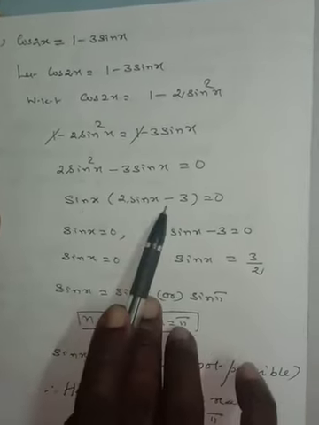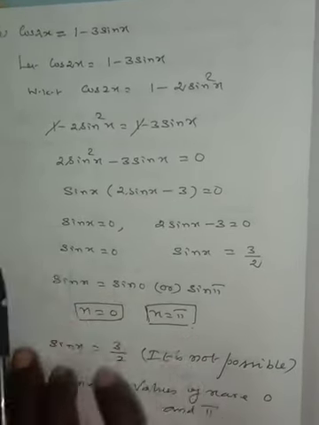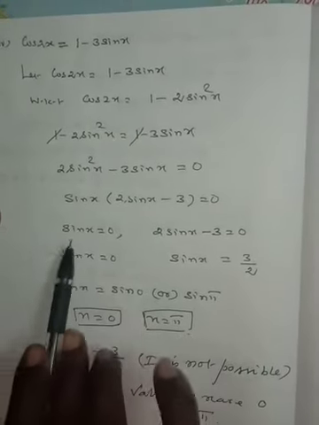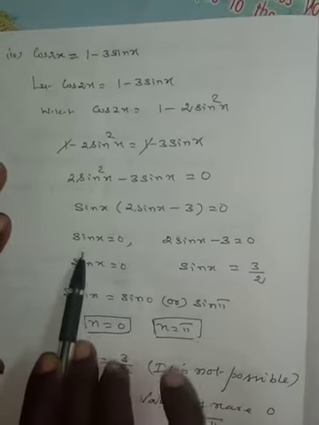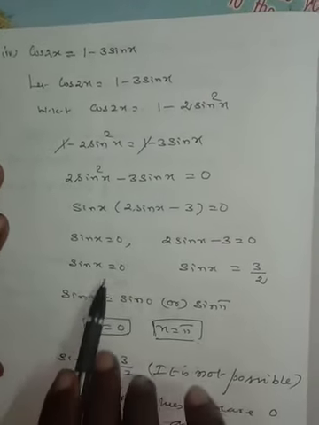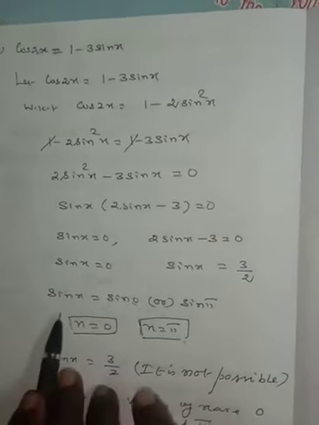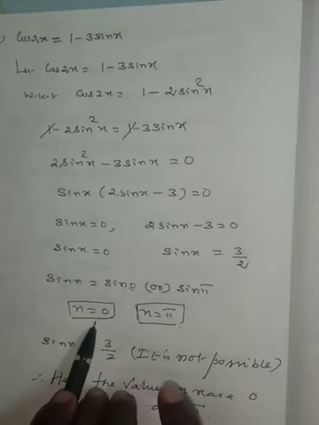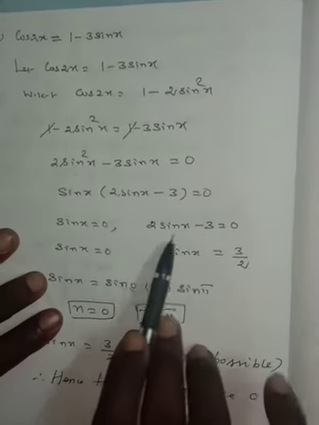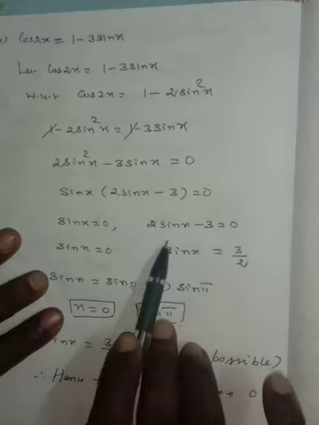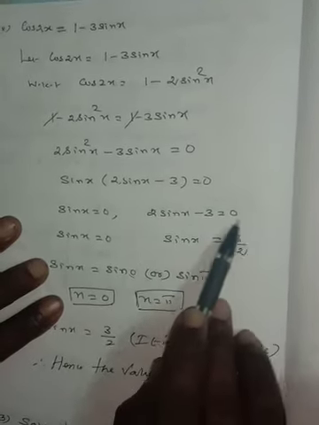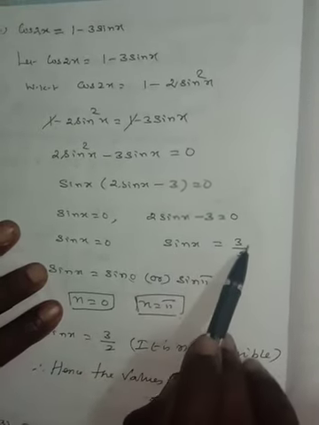Here a b is equal to 0 means a is equal to 0 or b is equal to 0. A is equal to 0, now sin x is equal to 0. In terms of sin, sin 0 is 0. Therefore x is equal to 0. Next, 2 sin x minus 3 is equal to 0. 2 sin x is equal to positive 3. Sin x is equal to 3 by 2.